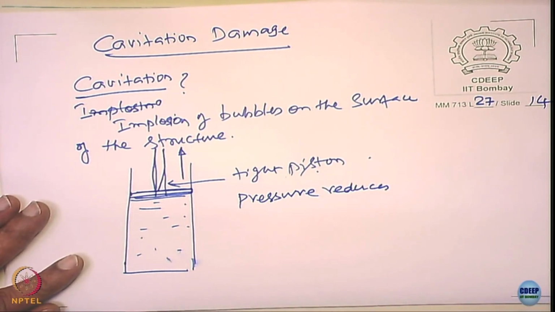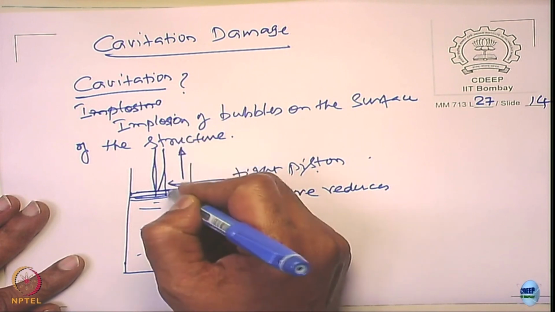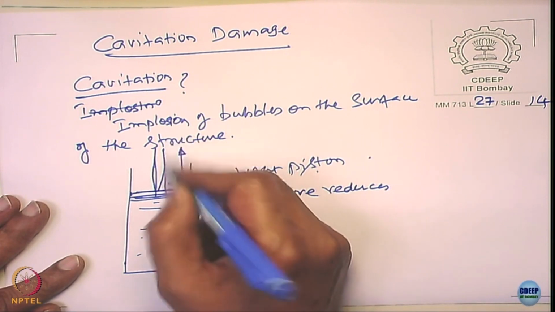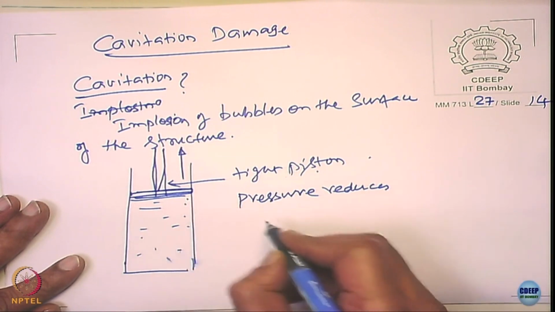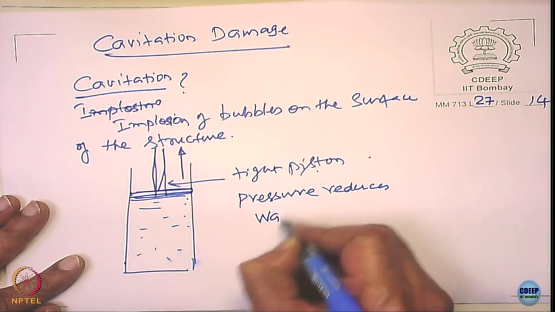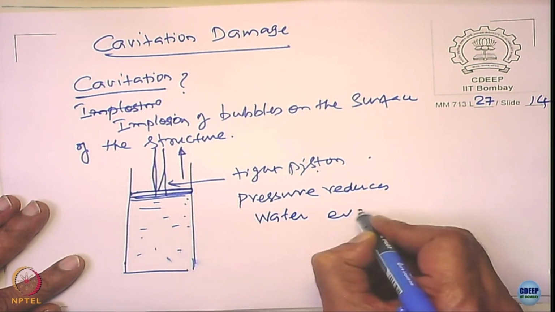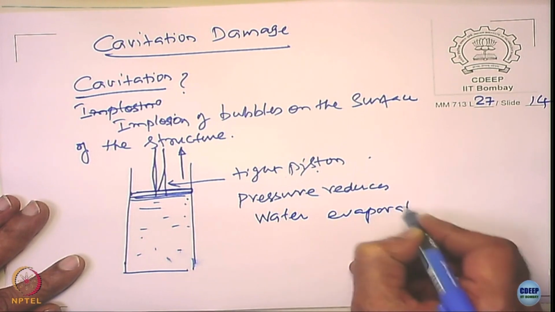Now, we know that the water can be boiled even at ambient temperature by lowering the pressure. So, it is possible that we can boil the water at ambient temperature if you lower the pressure. So, as you raise it up, it lowers the pressure here, then what happens now? Water evaporates.